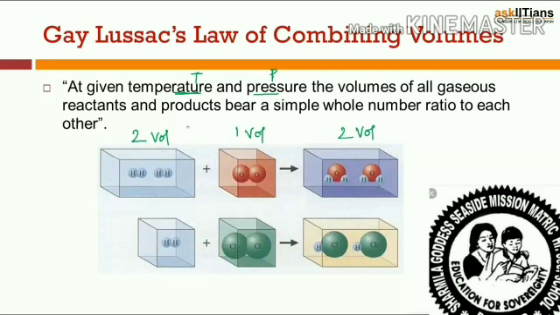So the volumes of all gases, all these are gases, reactants and products, bear a simple whole number ratio to each other. Hydrogen bears a simple ratio to the other reactant, 2:1. Here it is 2:2. So each one will bear a simple whole number ratio to the other. Hydrogen bears a simple whole number ratio to oxygen and water. Here oxygen is 1:2, and oxygen bears 1:2 with H2O. So the volumes of the reactants as well as products bear a simple whole number ratio.